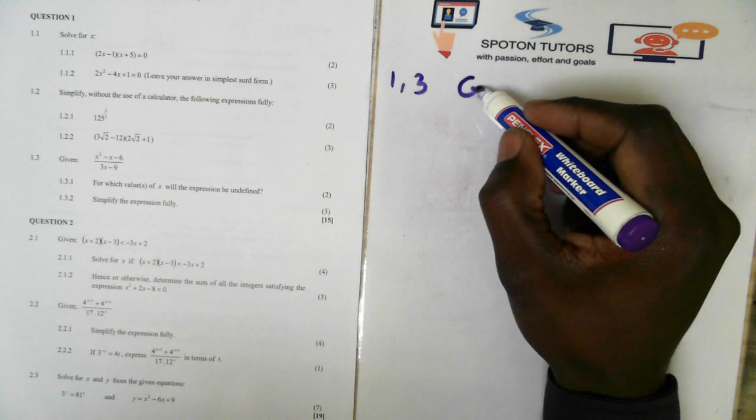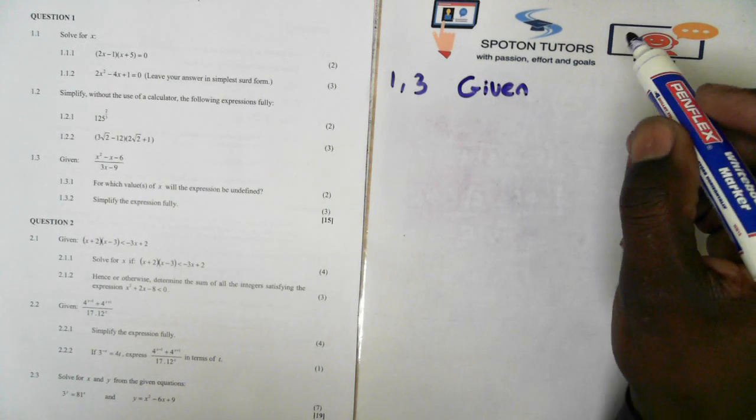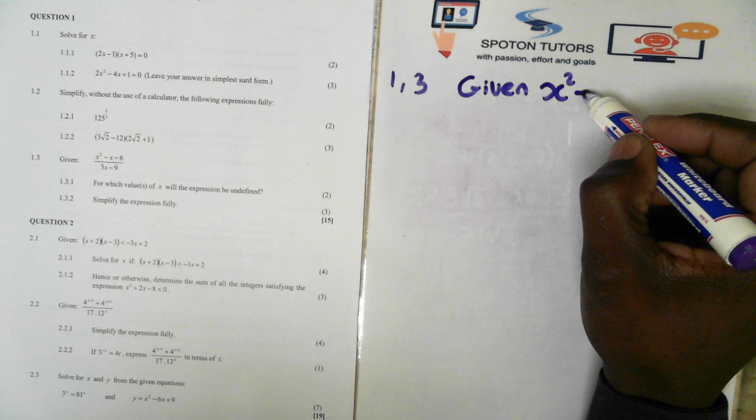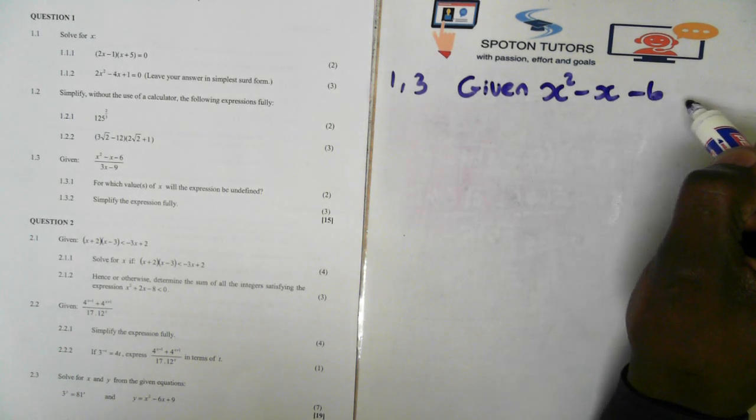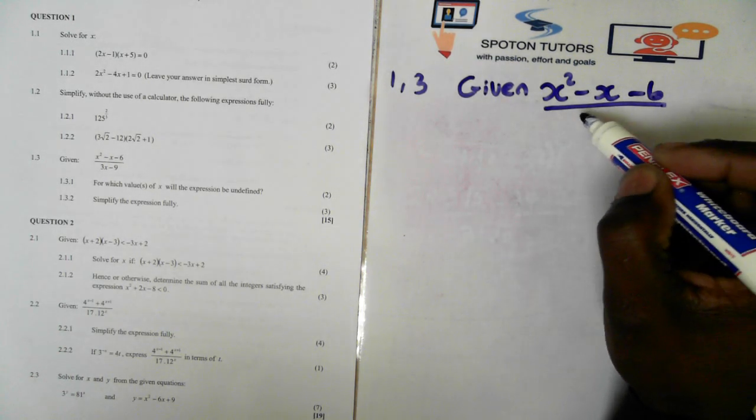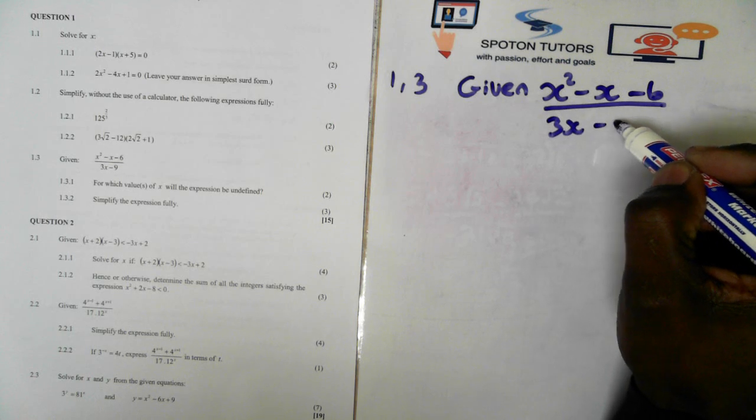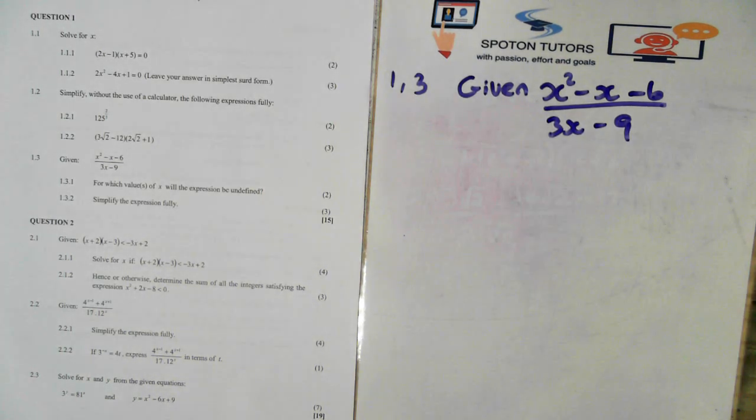Given x squared minus x minus 6 all over 3x minus 9. Answer these following questions quickly. The first question: for which values of x will the expression be undefined?